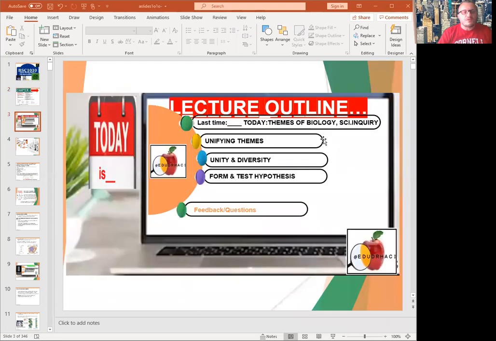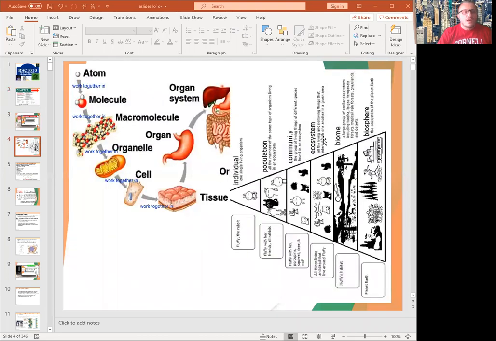Let's get started. Okay, so in biology, we have a hierarchy, as small as atoms, working together in molecules, working together in macromolecules, organelles, cells, tissues, tissue systems, organ systems, and also from individual species to the population, community, ecosystem, biome, all the way to the biosphere.